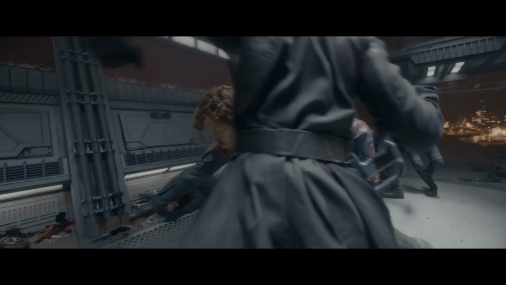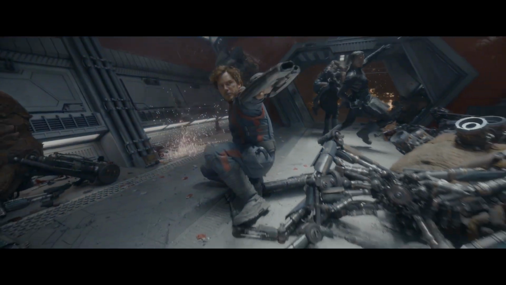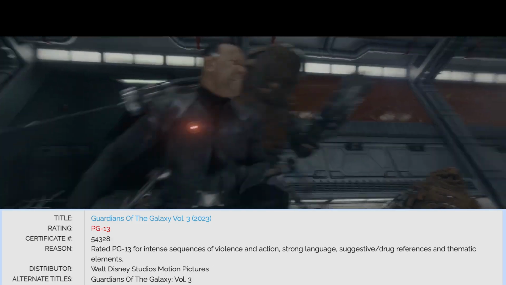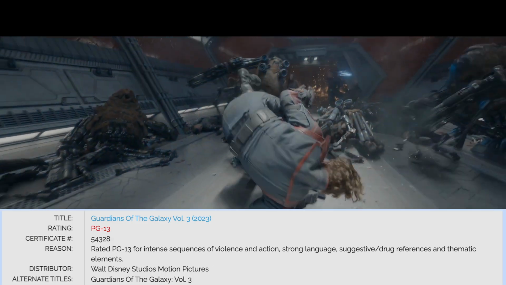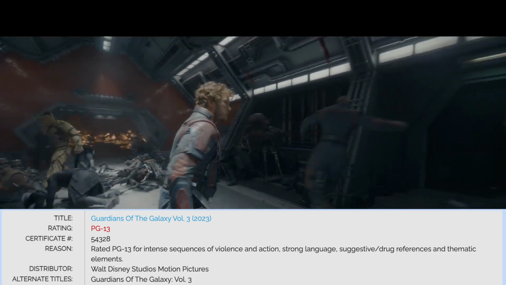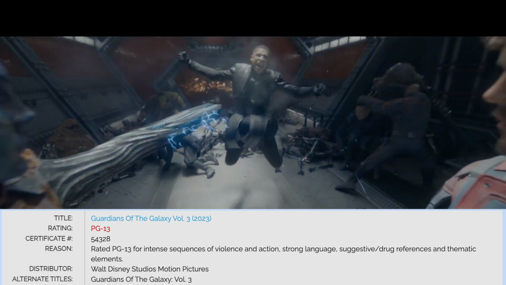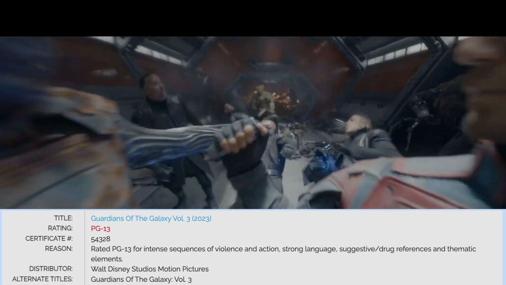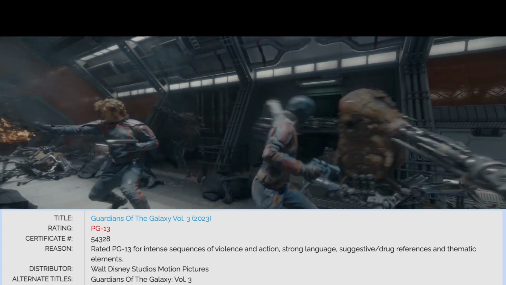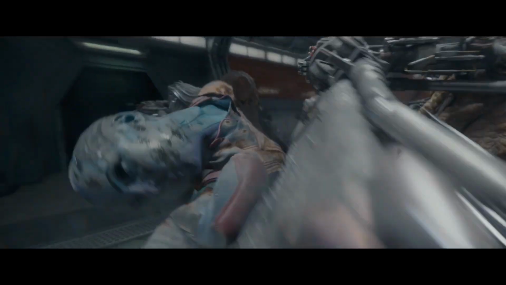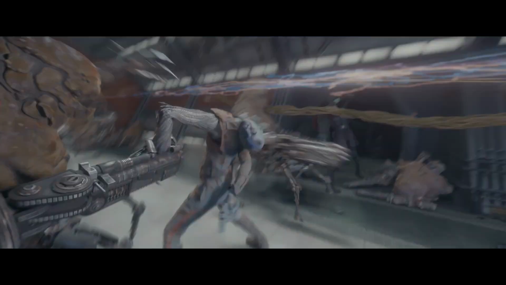And all within a PG-13 Marvel property, and the description by the MPA reads as intense sequences of violence and action, strong language, suggestive drug references, and thematic elements. There's no mention of animal cruelty or torture, and I pulled this directly from films.com, the place MPA directly cites their ratings for classification. The only thing they have listed is thematic elements, which I believe is an entire issue in its own.